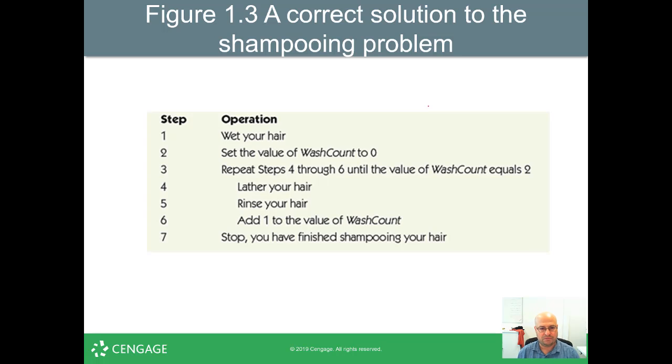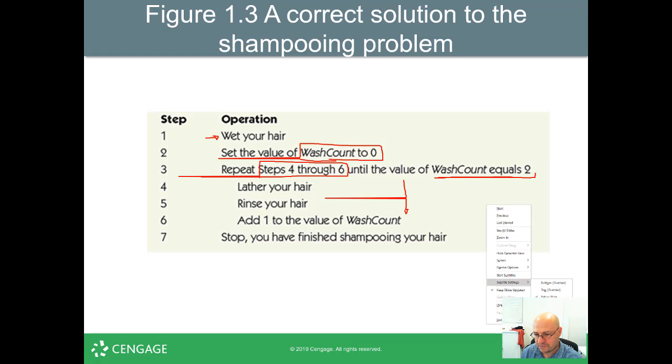Now, this is a better algorithm for washing one's hair. First step, wet your hair. Second step, set the value of wash count to 0. This is the initialization of a variable, a counter, which is wash count. Repeat steps 4 through 6, so I know exactly which steps should be repeated, until the value of wash count equals 2. So I'm going to lather your hair, rinse your hair, add 1 to the value of wash count. So wash count was 0. I'm going to execute this once, and then wash count will be 1.